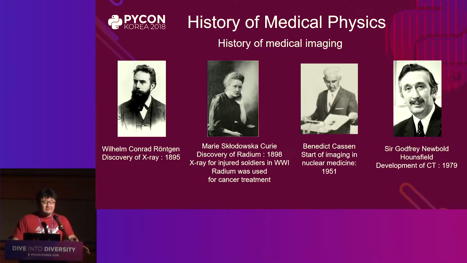So here is a short history of medical physics. In 1895, William Röntgen discovered the X-ray, and Marie Curie, Pierre Curie and Henri Becquerel discovered radium in 1898. And Marie Curie used an X-ray machine, called the Little Curie, to image injured soldiers in World War I. And then Benedict Cassen found the method of nuclear medicine in 1951, and Sir Hounsfield developed the CT in 1979. This is the history of medical imaging.